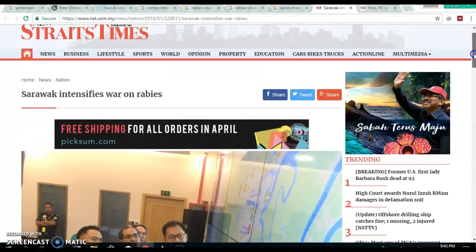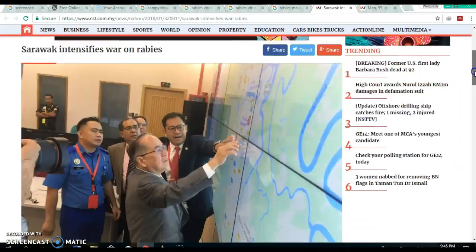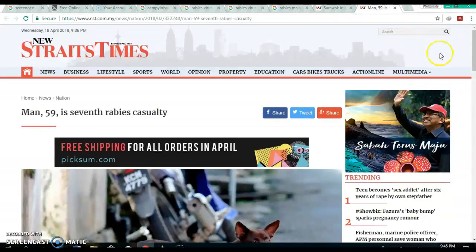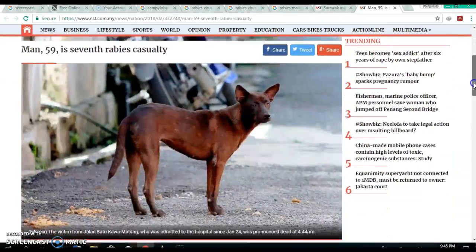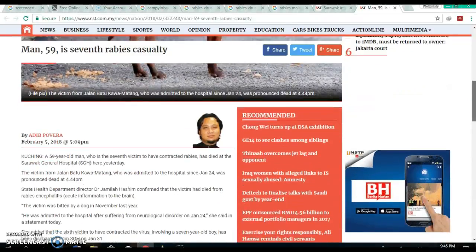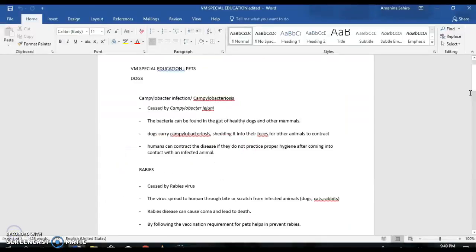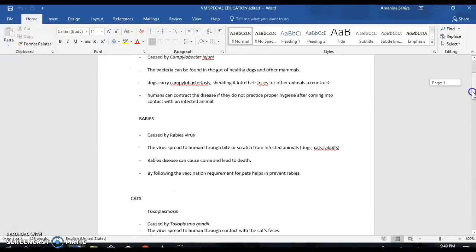It happened in Sarawak, according to The New Straits Times. There was a man, 59 years old, who is the seventh rabies casualty. So it actually infects humans by scratch or being bitten by the infected animals. So that's all.